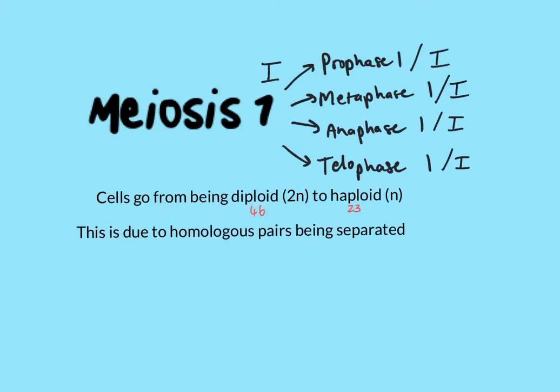So meiosis 1 has a prophase I, metaphase I, anaphase I, telophase I. You can show that the 1 is a simple digit or a Roman numeral. But like I said earlier, the cells go from being diploid to haploid because homologous pairs are separated. So diploid means you have two sets of chromosomes. Haploid means you have one set. That's why we have an N for haploid, a single set of chromosomes, and a 2N for diploid because it's two sets of chromosomes.